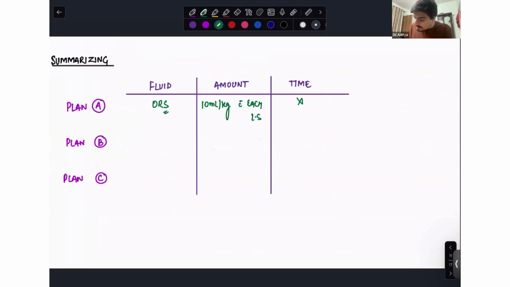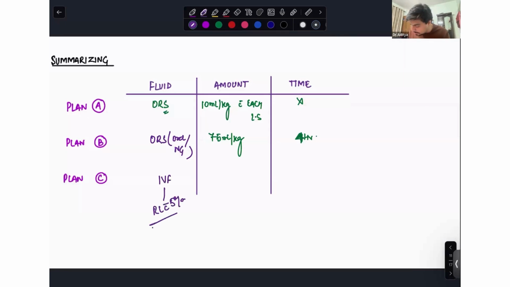That's it. In plan B, you are still using ORS. This time you can give orally or NG also. What is the amount that you should give? This time you have to give 75 ml per kg over 4 hours. All right. In plan C, this time you have to use IV fluids. Which one? RL with 5% dextrose. What is the amount? You have to give 100 ml per kg.